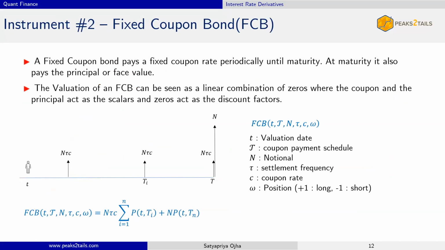We'll cover this one and then we'll probably take a break. So next instrument is the simple fixed coupon bond. If you look at a fixed coupon bond, there is a notional N, which you get at the end of the maturity, capital T.